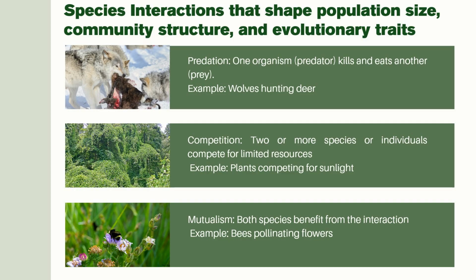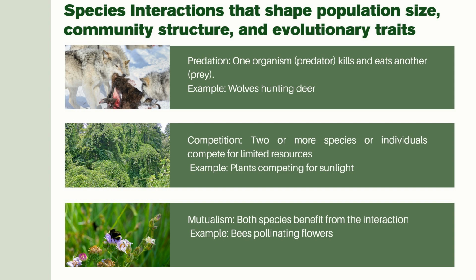Looking at species interactions, first we have predation, where an organism, known as a predator, kills and consumes another organism. For example, wolves hunting deer. With competition, two or more species are competing for a limited resource. In the image shown here, we can see this vine-like plant that's structured in a way that it coats the other plants and prevents them from getting access to sunlight to photosynthesize. So this is a competition for sunlight.